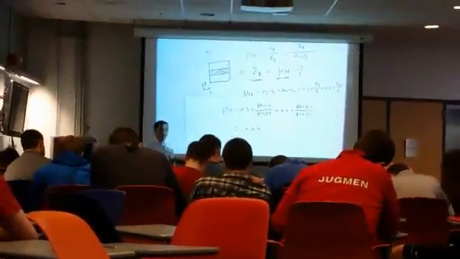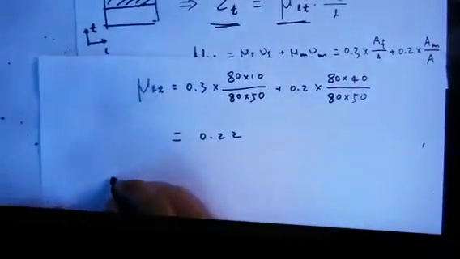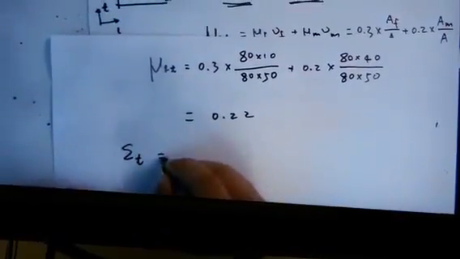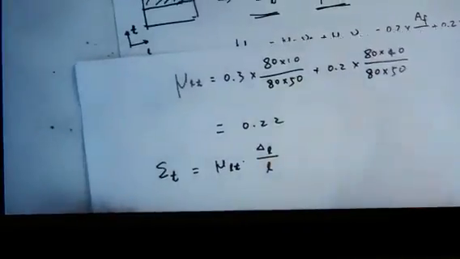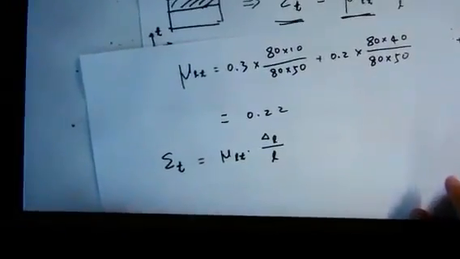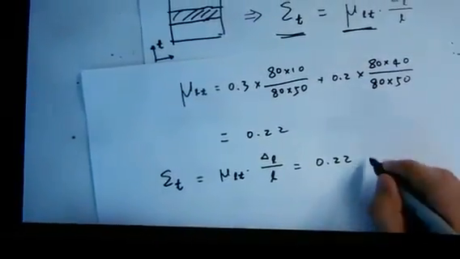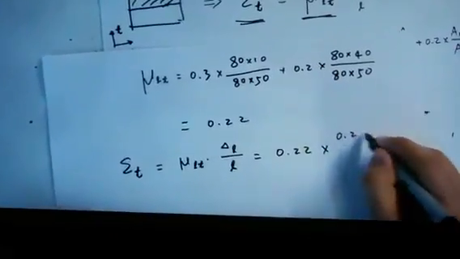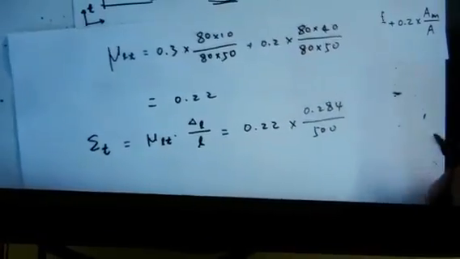Look at this number. It's in between 0.2 and 0.3. One of the properties of the composite should be in between the properties of the fiber and matrix. Otherwise, your calculation is not correct. So you have mu LT, and then we can come back to calculate epsilon T: mu LT times delta L by L. Mu LT is 0.22, which we just calculated. Delta L from the first step is 0.284. L is the original length, 500.